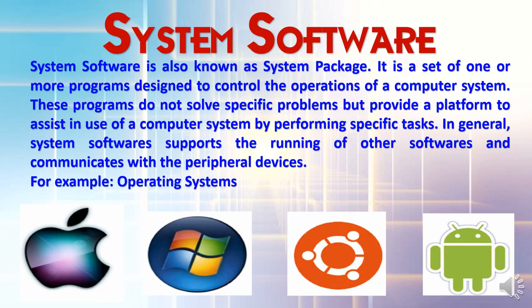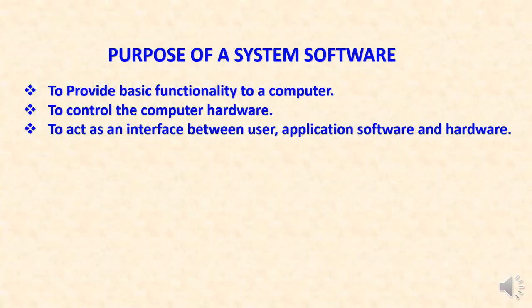Now we have four different icons given here on the screen. These four different icons belong to four different operating systems. One is Apple OS, another one is Windows, the third one is Ubuntu, that is Linux, and the fourth one is Android.